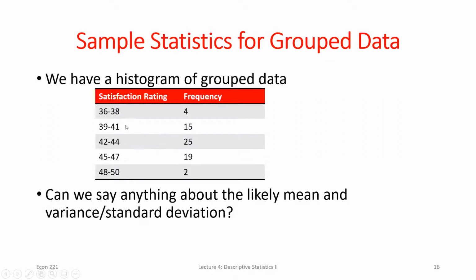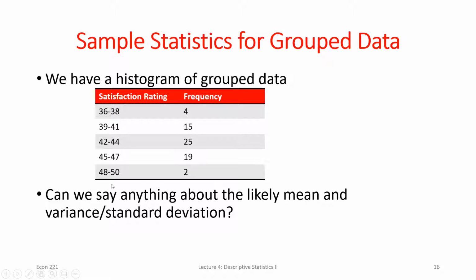How can I actually calculate it though? Well, we don't have a value, we have bins here. We have ranges of values. So all I'll do is use the midpoints. Between 36 and 38, I'll use the midpoint of 37. Between 42 and 44, I'd use the midpoint of 43.